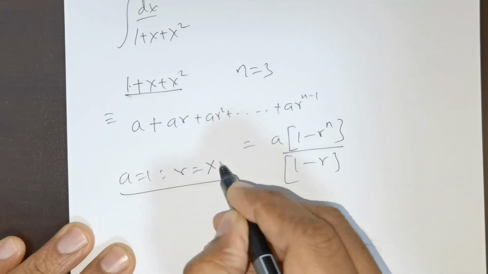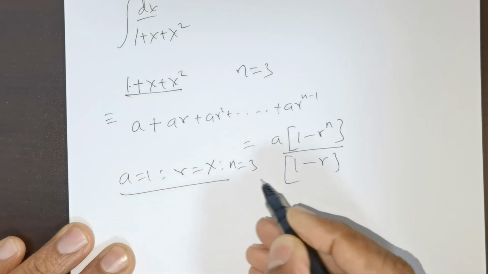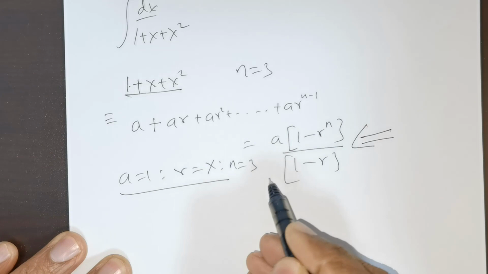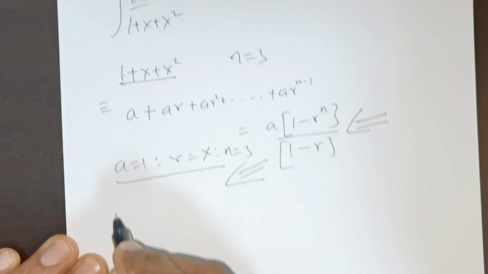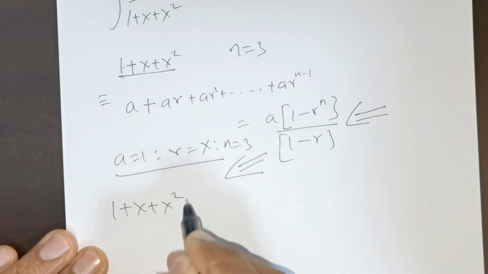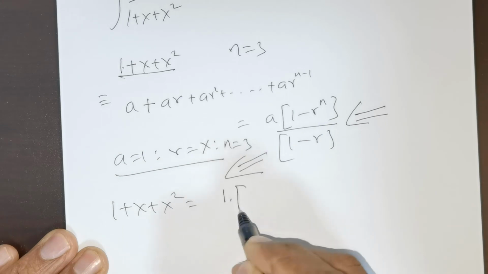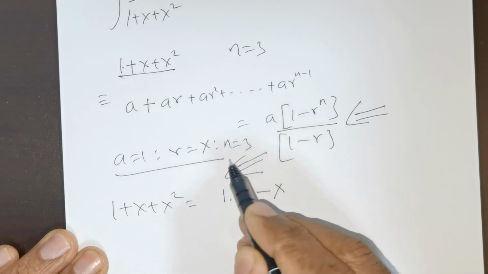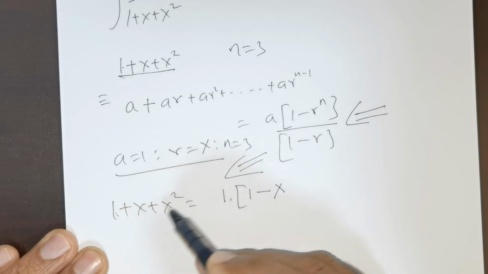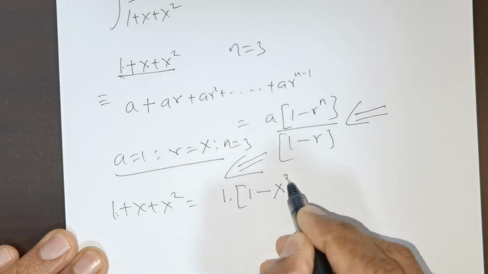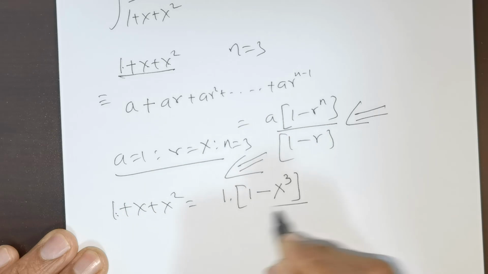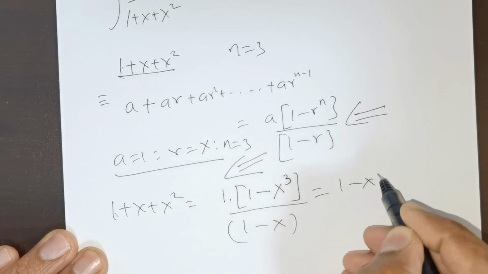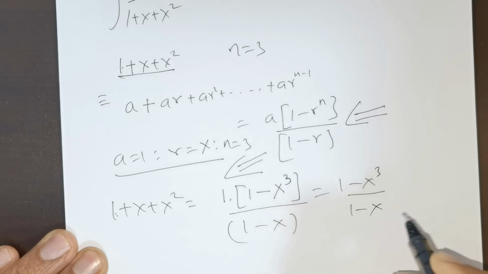If I utilize the following values, then this would be rewritten as 1 plus x plus x squared is equal to a, which is 1, times 1 minus r, which is x. How many terms are there? 1, 2, 3. 3 terms are there. So substitute that 3 divided by 1 minus x. So this can be further rewritten as 1 minus x cubed divided by 1 minus x.